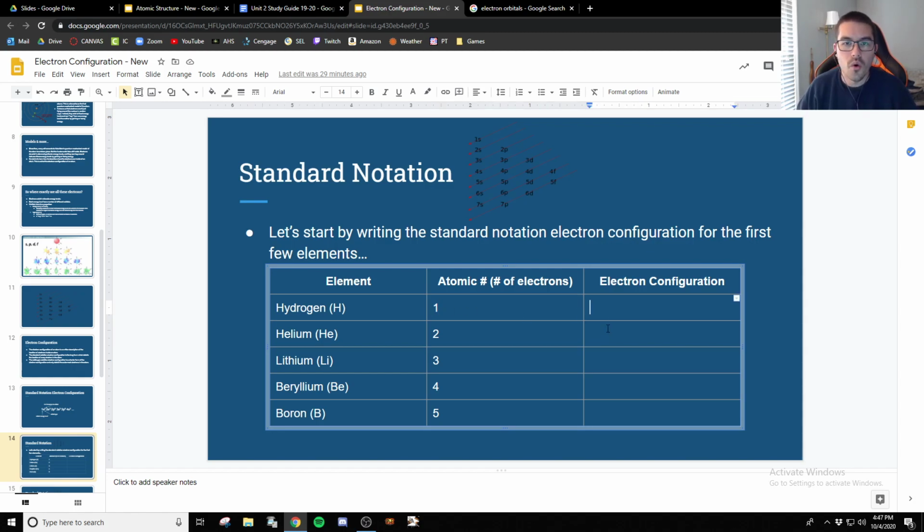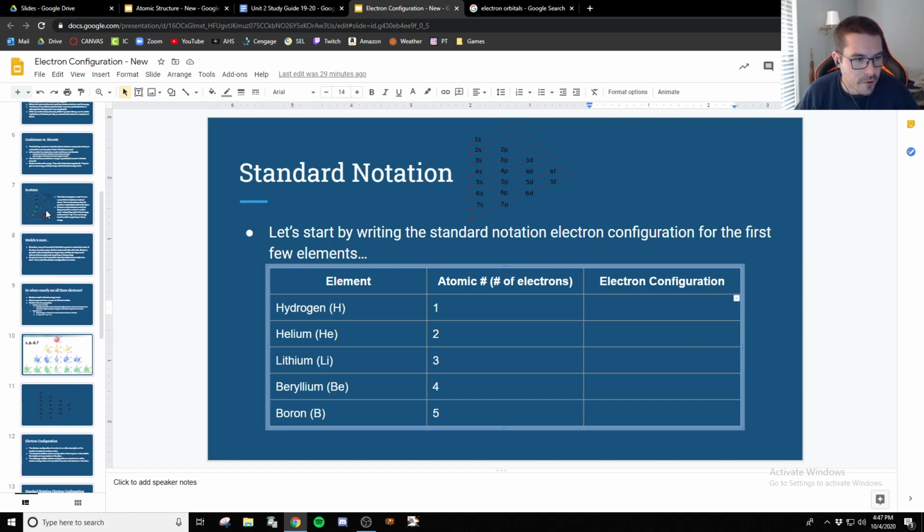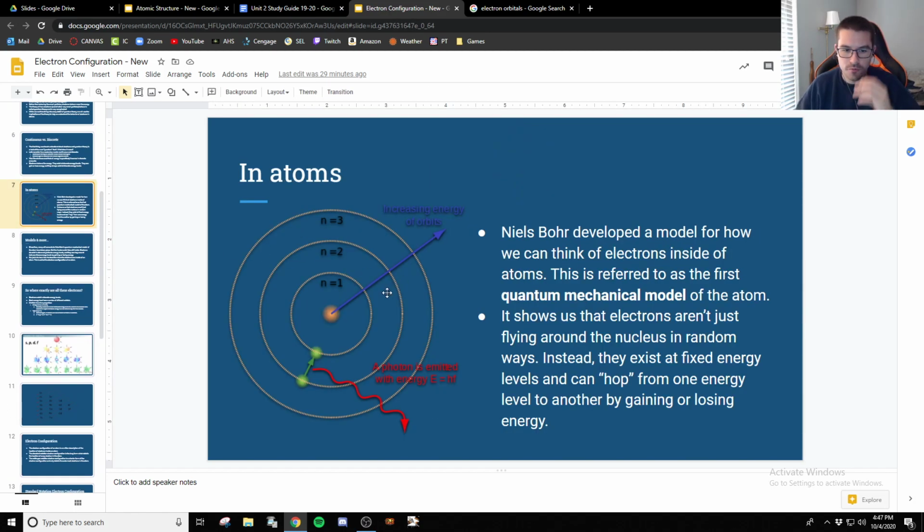So we want to know where that electron is. Okay? What is the electron configuration for hydrogen? Where is it? Okay. If I go all the way back here and look at this little picture, let's talk about one last thing before we start doing those examples. Okay?